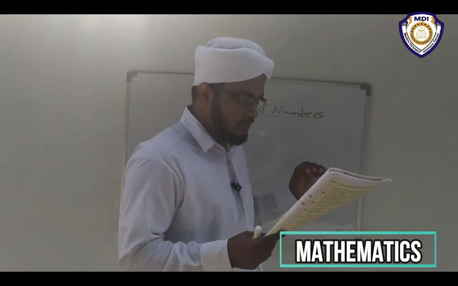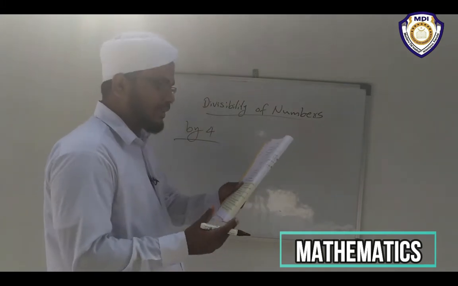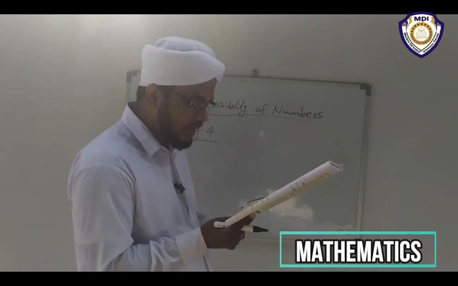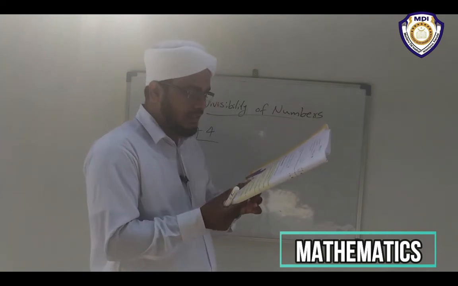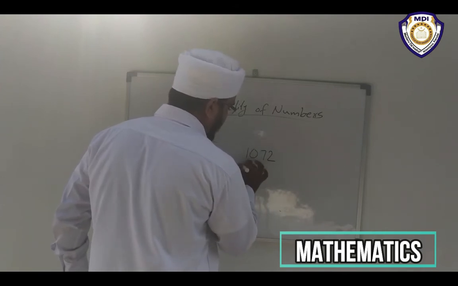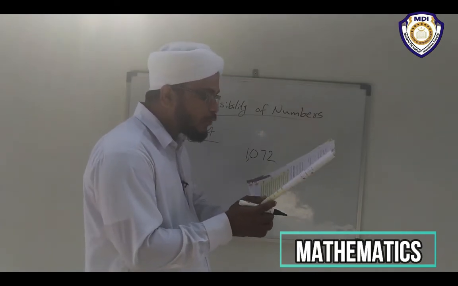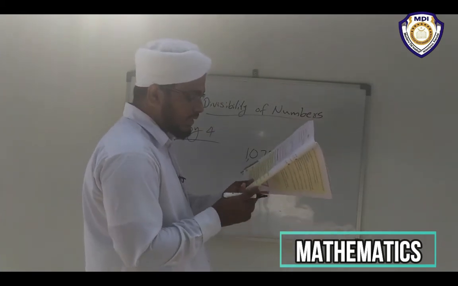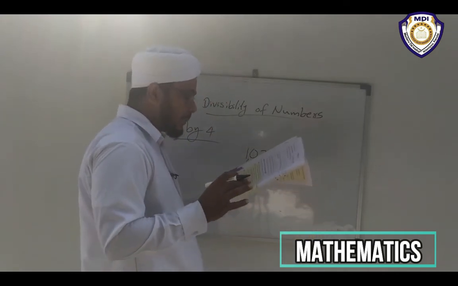Next one, divisibility by 4. Yes, what is the condition? If the number formed by the digits in the tens and ones place of a given number is divisible by 4, then the number is divisible by 4. Okay, please listen here. I can write an example, 1072. If the number formed by the digits in the tens and ones place, these two digits, is divisible by 4, then the number is divisible by 4.